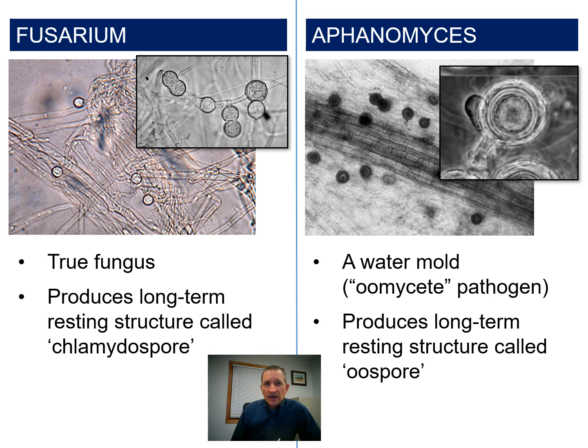Fusarium produces a microscopic structure called a chlamydospore, and the chlamydospore is a long-term resting structure. Aphanomyces creates another microscopic structure called an oospore, and this also is a long-term resting structure. So both of these pathogens create microscopic structures to allow them to persist in the soil.